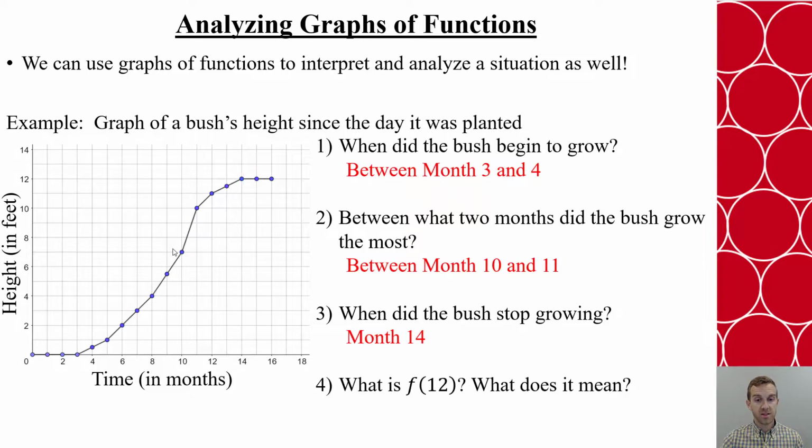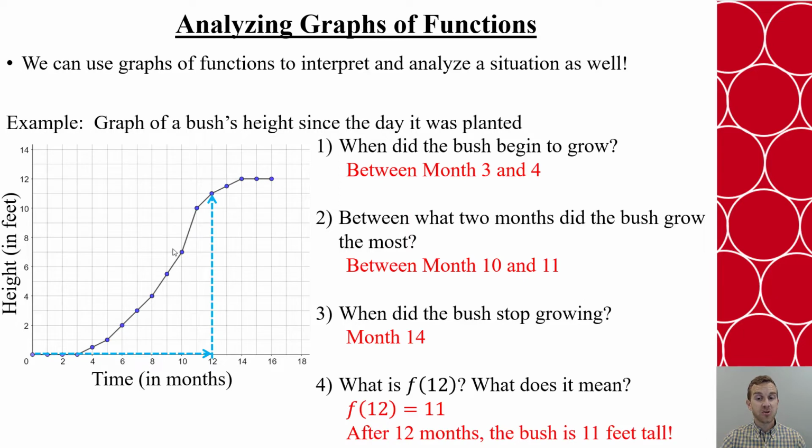So our last question then, what is f of 12 and what does it mean? f of 12 means go to month 12 and then look at what's the corresponding output. What is the y value there? So we can go up and say, if I look at that, f of 12 is 11. That means that after 12 months, the bush is 11 feet tall.